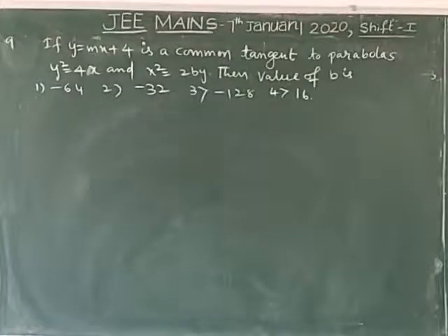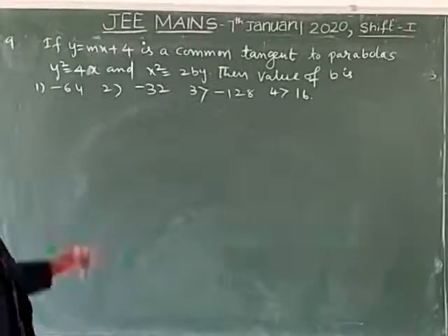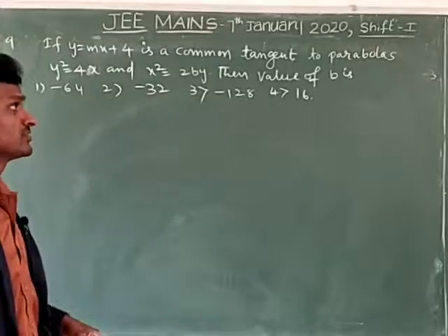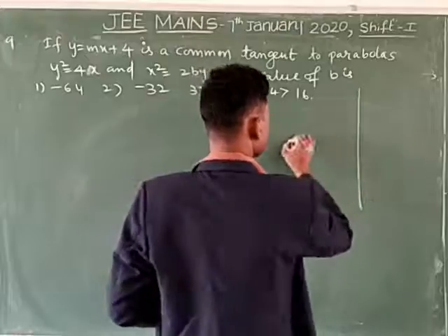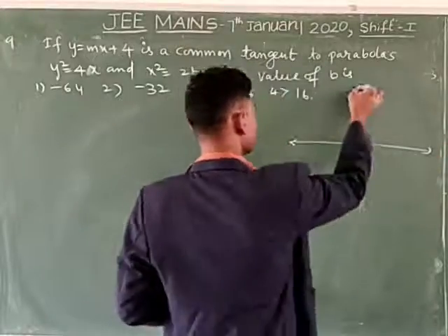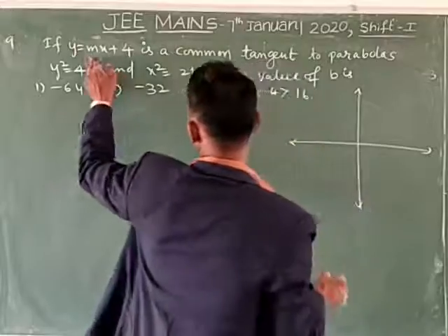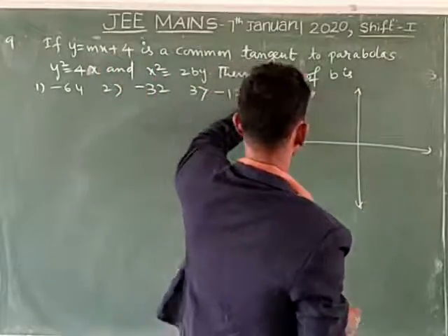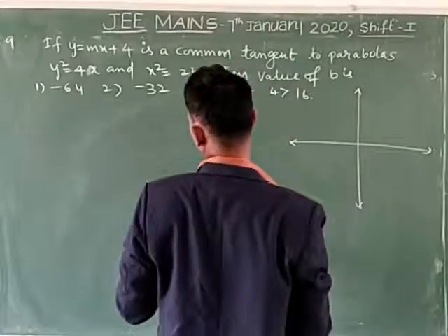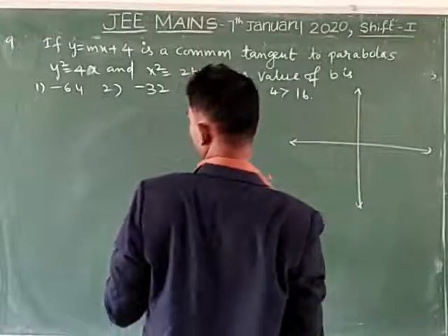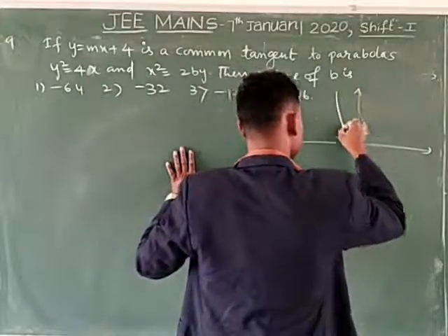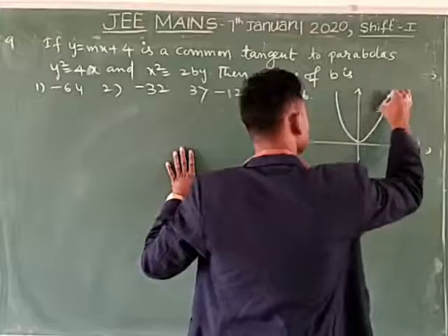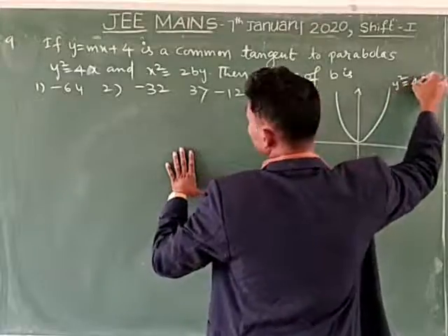Next question. If y is equal to mx plus 4 is a common tangent to the parabolas y square is equal to 4x and x square is equal to 2by, then the value of b is equal to. See here, we have to draw, this is the x-axis, this is the y-axis. First equation has given y is equal to mx plus 4 and it is a tangent. Tangent means a line touches a curve at one point. Here y square is equal to 4ax. This is an upward-side parabola. y square is equal to 4x.